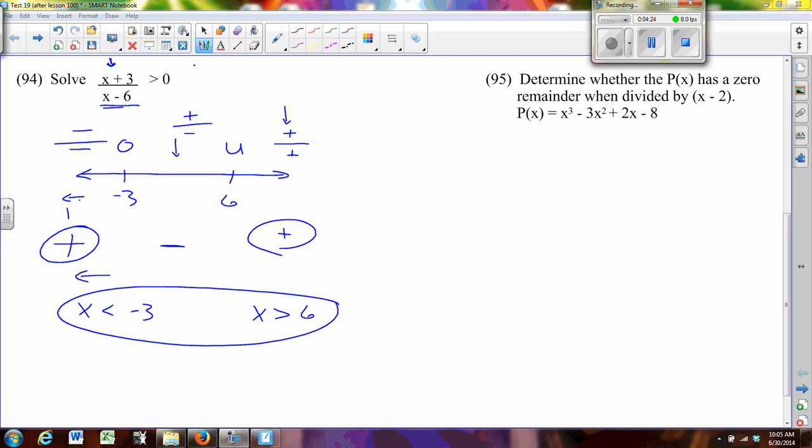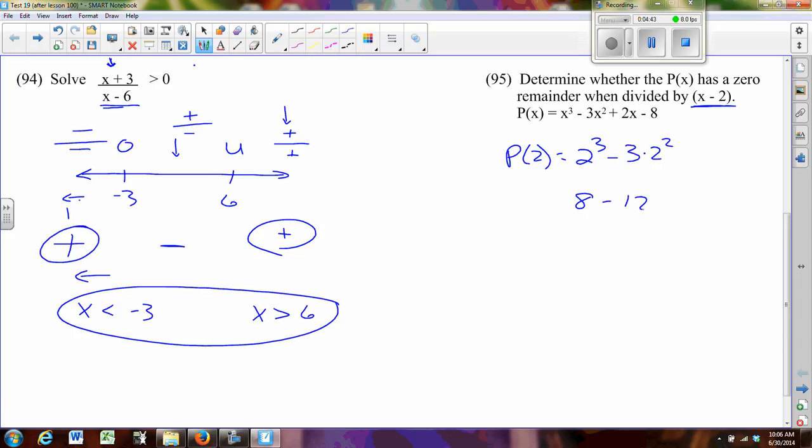Okay, for this next problem, determine whether the function p of x has a 0 remainder when divided by x minus 2. The simple way to do this is, how do I make this 0? That would be 2. So I'm going to put 2 into x. So I'd have 2 to the third, which is 8, minus 3 times 2 squared, that would be 4, minus 12, plus 2 times 2, that would be 4, minus 8. So if I solve this, 8 minus 12 plus 4 minus 8, my answer would be negative 8. That would be my remainder.